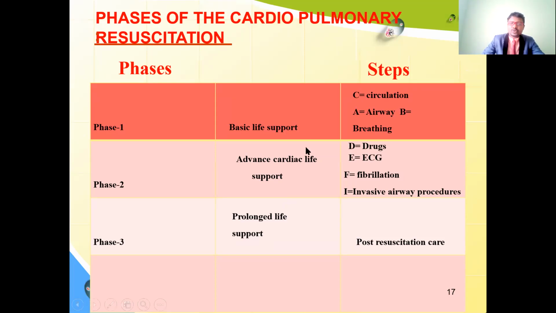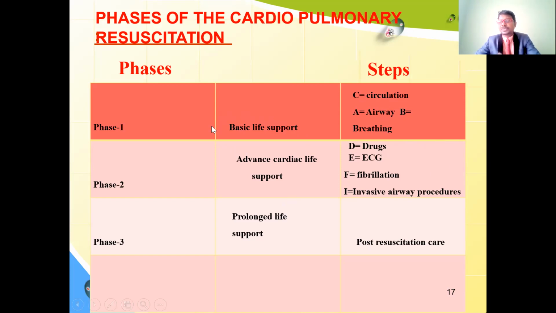The first phase is going to be the basic life support phase. In the basic life support phase, we have to concentrate on 3 things, that is CAB. Previously, we used to term it as ABC, that is airway, breathing, circulation. But according to the new guidelines, it has now changed to CAB. First, we have to concentrate on the circulation.